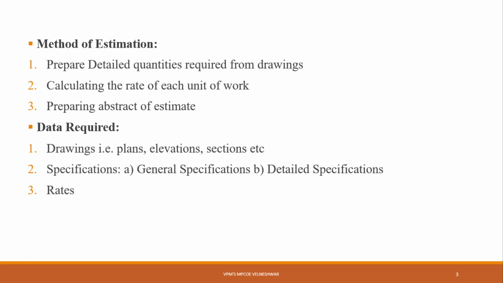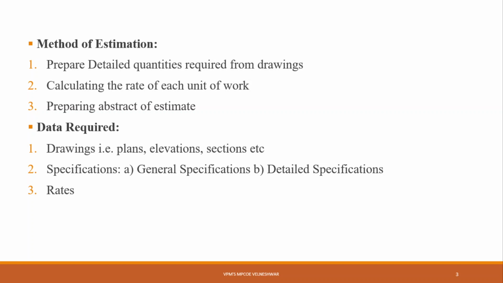Now next one is your specification. In specifications there are two types. First one is your general specification. General specification gives the nature, quality and class of work and materials in general terms. It is in general, right? General terms to be used in various parts of works. It helps to form a general idea of the building.